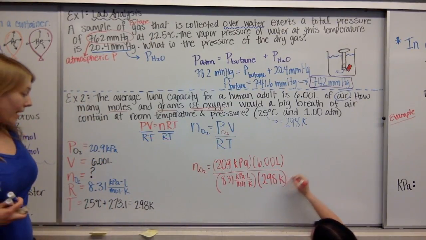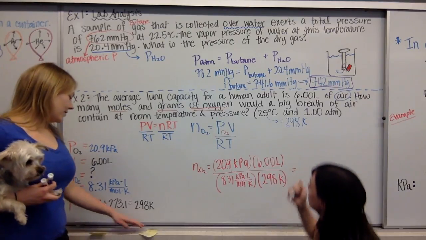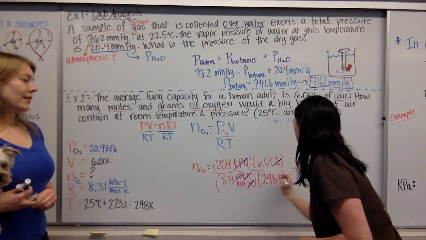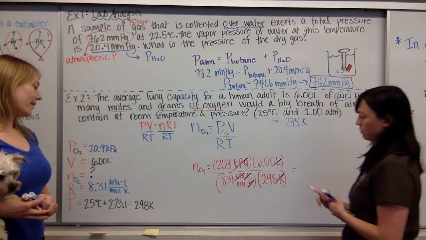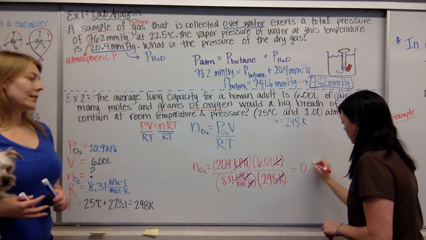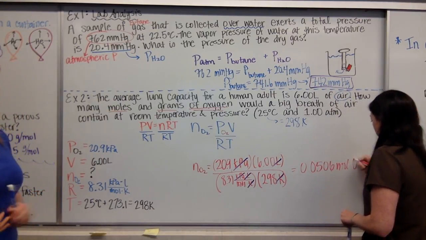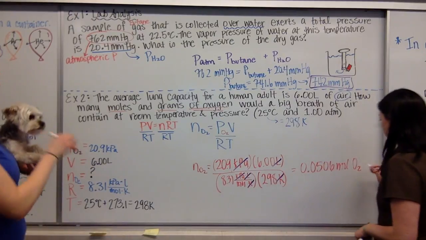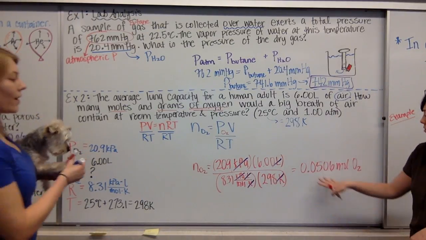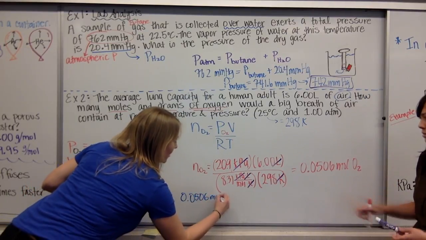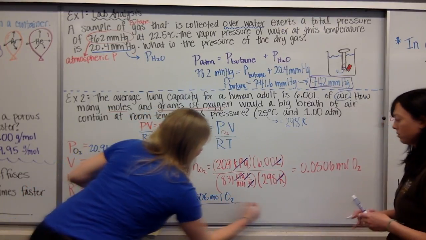Right, so if we solve for that, we get moles. Our units cross out, so make sure that we're left with moles. And we get 0.0506 moles of oxygen. Okay? Now, we know how to quickly go from moles to grams. I'm going to set that up.